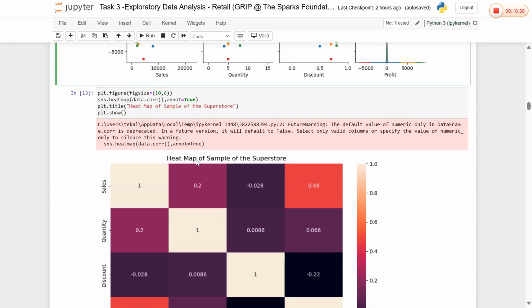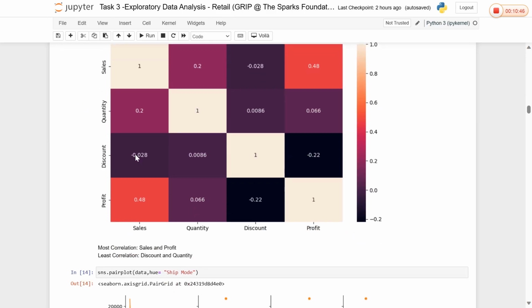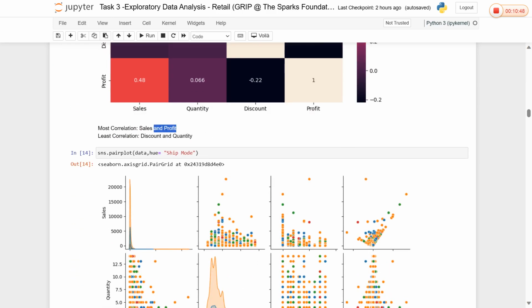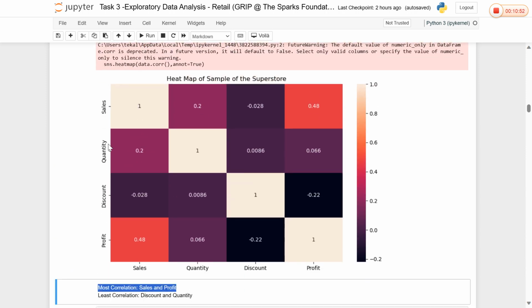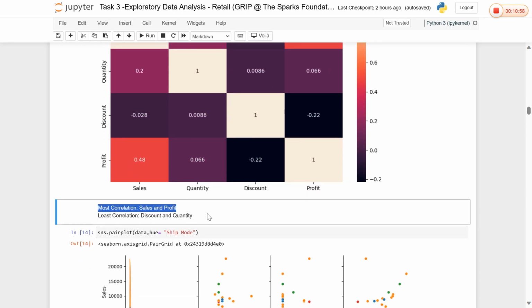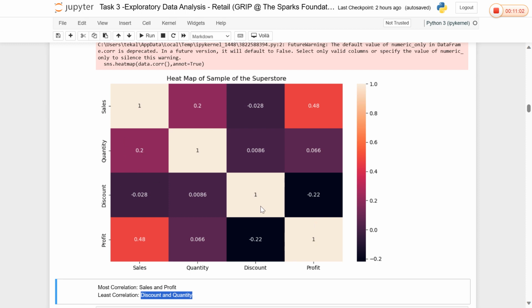To plot the heat map, we use the Seaborn library. In this heat map we found that the highest correlation is between sales and profit, approximately 0.48. The least correlation is between discount and quantity, which is negative.